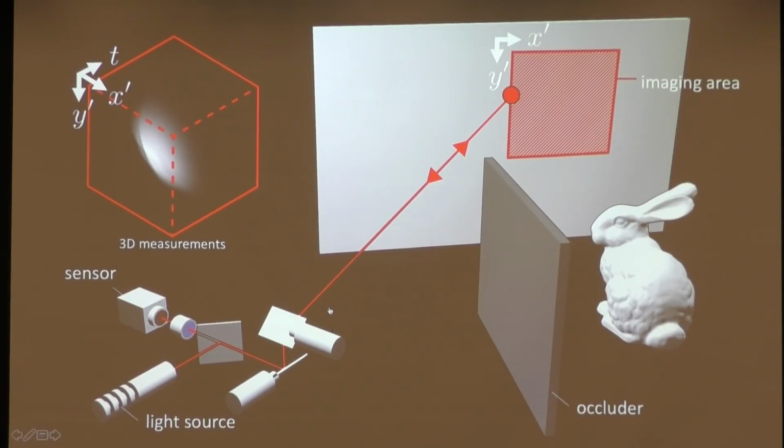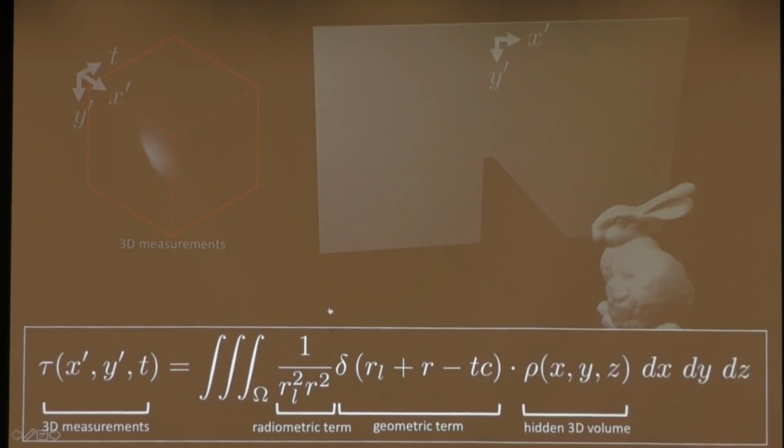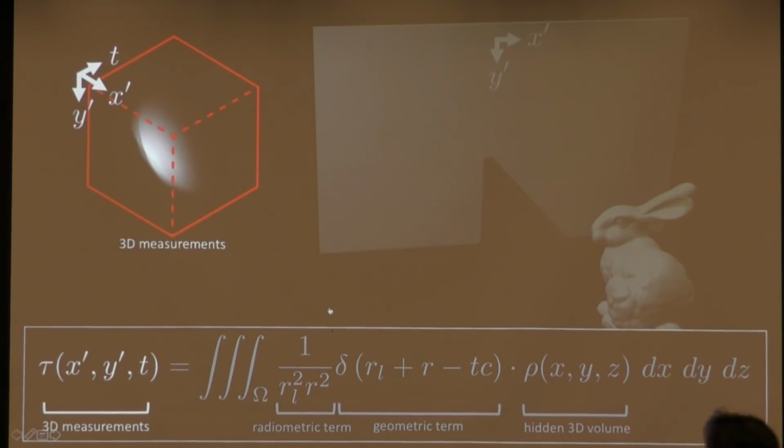And in order to understand how you do that, you need to understand how these measurements came about. So this is the image formation model for the measurements that we capture with a system like this. On the left is this function tau, which represents our 3D measurements. It takes as input x and y, which represent different points along the wall that we'd be looking at, and t, which represents the time it took for light to travel from different points along the wall to the hidden scene and back again.